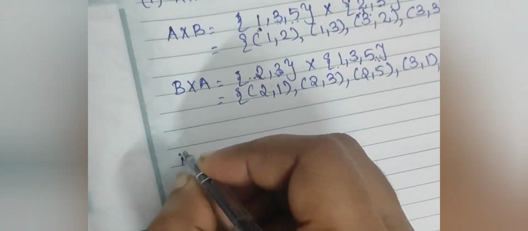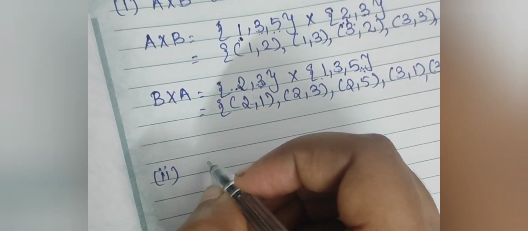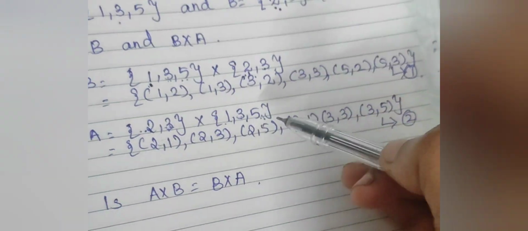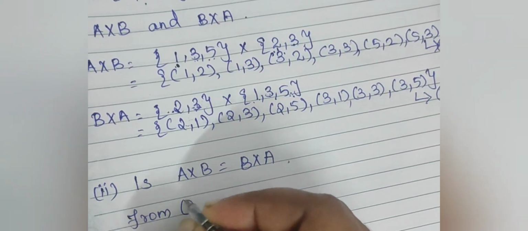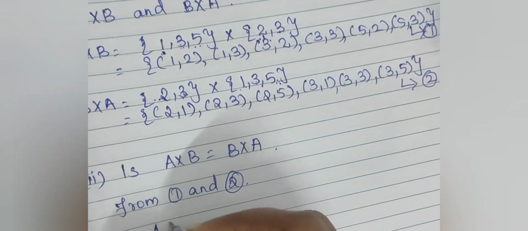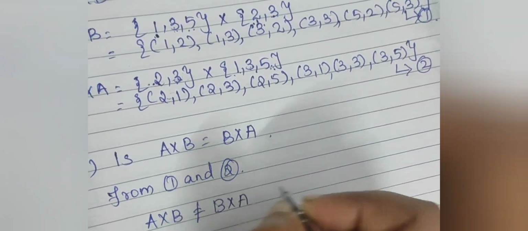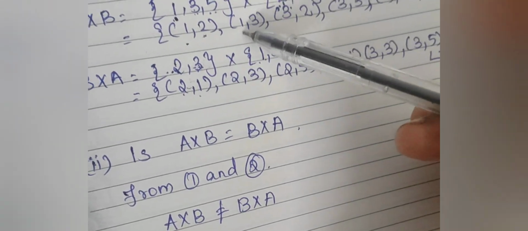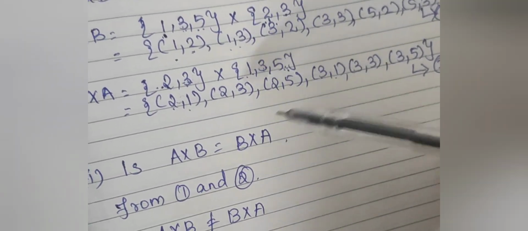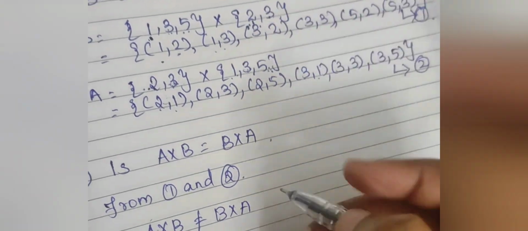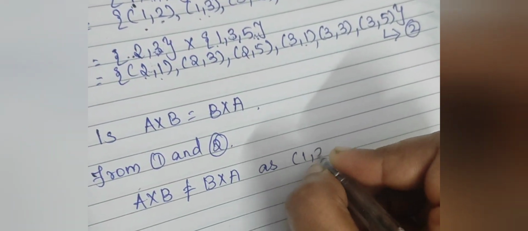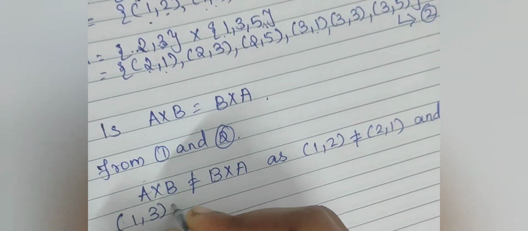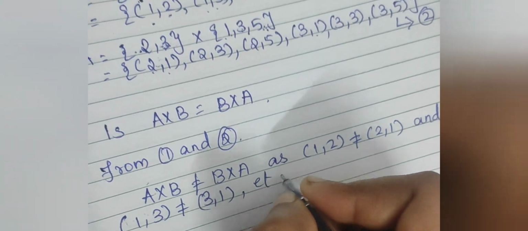Okay, so next, what do we have to do? We have to find whether A cross B is equal to B cross A. Is it equal? No, right? So we have to write from equations 1 and 2 that A cross B is not equal to B cross A. Why is it not equal? Because (1, 2) is not equal to (2, 1). Similarly, (1, 3) is not equal to (3, 1). Therefore, A cross B is not equal to B cross A. Understood? So you have to write that (1, 2) is not equal to (2, 1) and (1, 3) is not equal to (3, 1), etc.